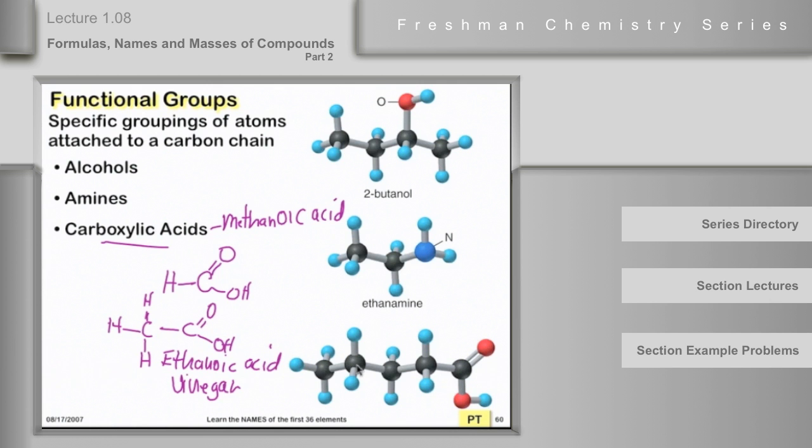So if we looked at this long guy over here, what do you think the name of him would be? 1, 2, 3, 4, 5 carbons. 5 carbons, oic acid, pentanoic acid. Pentanoic acid. It smells like sweat socks. Bad sweat socks.